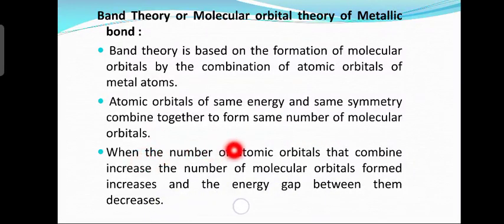Third point, when the number of atomic orbitals that combine increases, the number of molecular orbitals formed increases and the energy gap between them decreases. When the number of atomic orbitals combining increases, the number of molecular orbitals formed also increases, because molecular orbitals are formed by the combination of atomic orbitals, correct? So when the number of molecular orbitals increases, that means the number of atomic orbitals combined also increases. So the energy gap between them decreases.